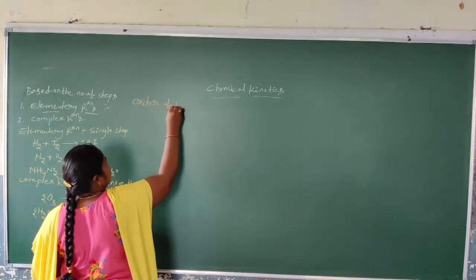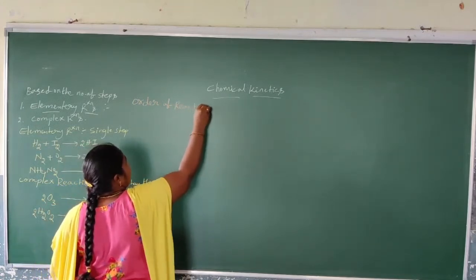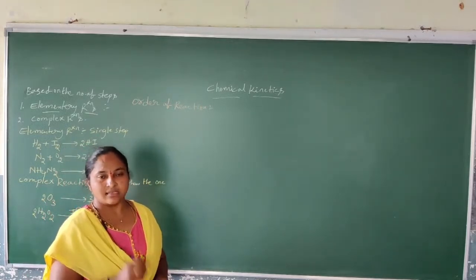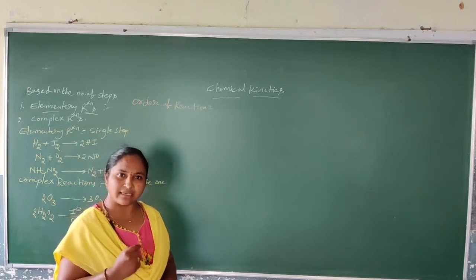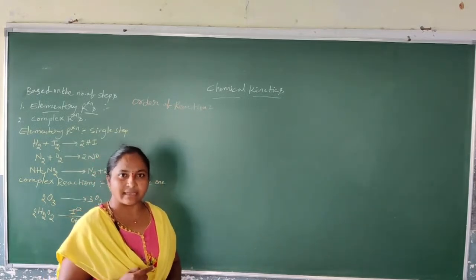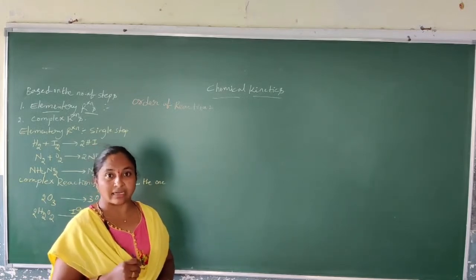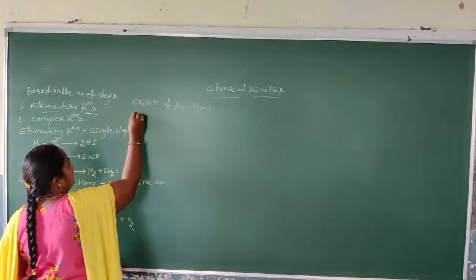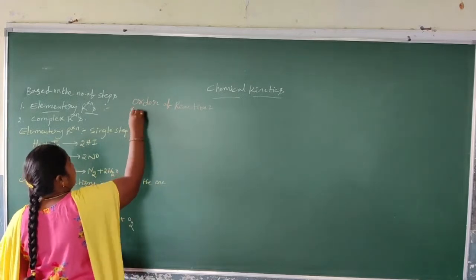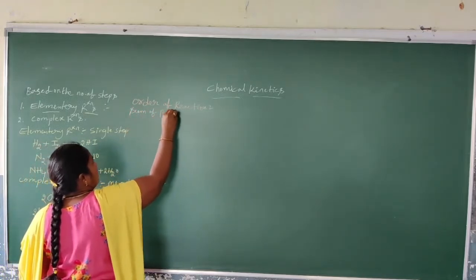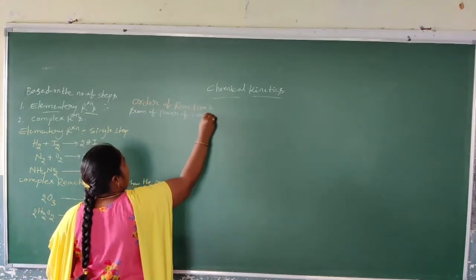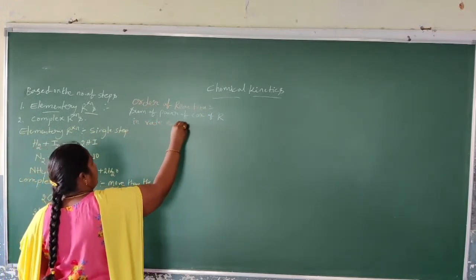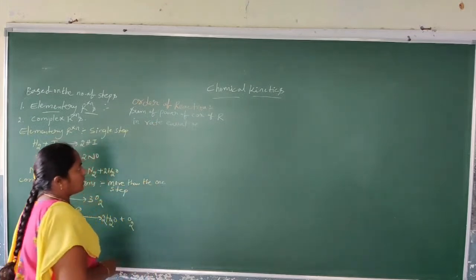Order of a reaction. So what is order of a reaction? The sum of powers of concentrations of reactants in the rate equation, or rate law, is called the order of reaction. Keep in mind, it is very important.